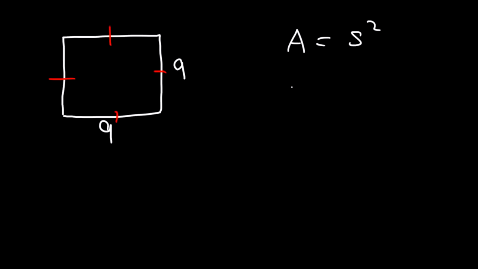Now let's say if we have a square, and the length of the square is 9. What is the area of this figure? Now for a square, all sides are the same. So the length and the width of the square is 9. The area of a square is simply s squared, or side squared. So it's going to be 9 squared, which is just 81.